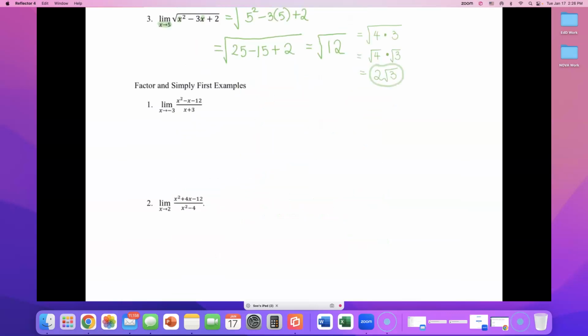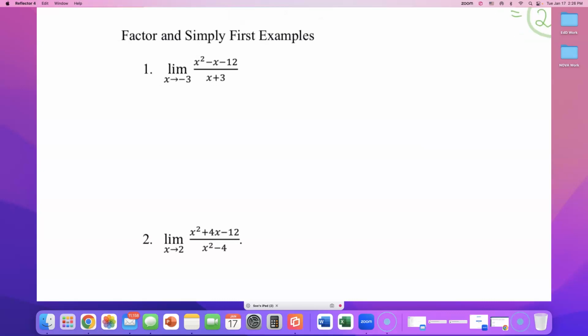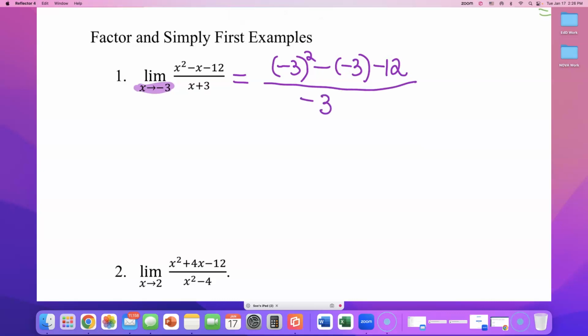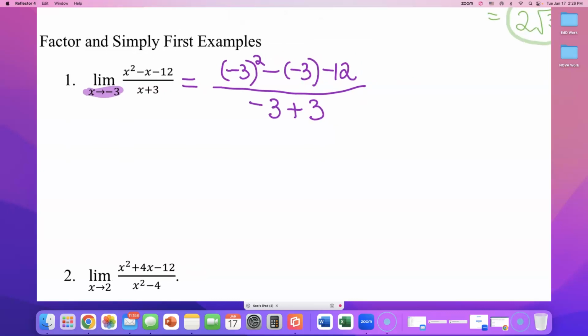Let me minimize this a little bit. So I'm going to try to just do this by plugging in first, okay? And show you why that method does not work for these problems. So it says x is approaching negative 3. So everywhere I see x, I'm plugging in negative 3, okay? So what will happen? Negative 3 squared minus negative 3 minus 12 all over negative 3 plus 3, right? If you add these opposite numbers, negative 3 and positive 3, what will happen to the denominator? Oh, that becomes 0.